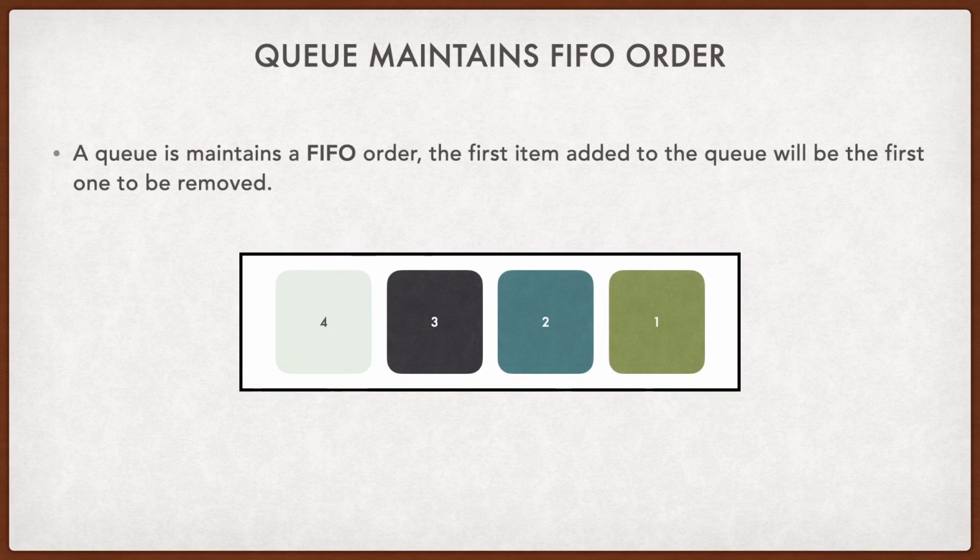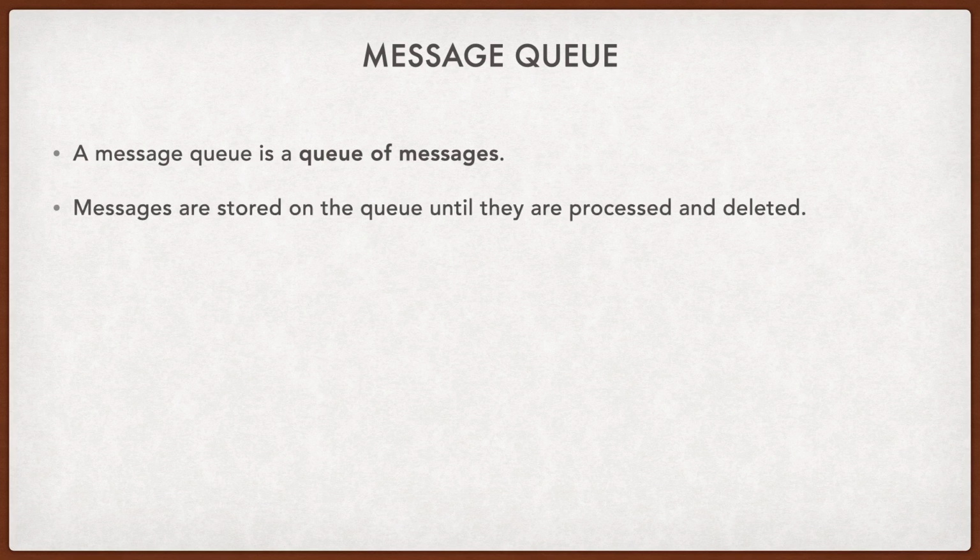A queue is a first in, first out data structure. That means the first item added to the queue will be the first one to be removed. A message queue is a queue of messages. Messages are stored on the queue until they are processed and deleted.